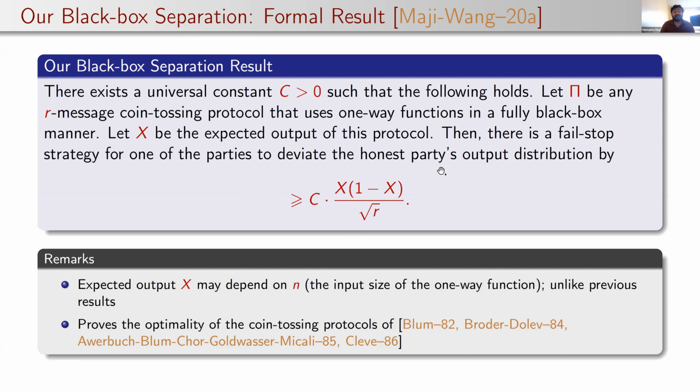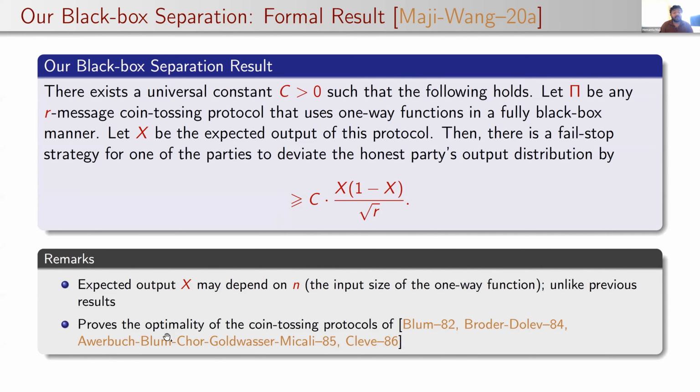And I want to emphasize that this is just a pure mathematical result. There is no asymptotics involved. So let me elaborate on that point further. X and R can depend on N, the input size of the one-way function. X could be 1 by polynomial in N. All these are dealt with by this theorem. This is a general theorem that holds for whatever value of X you wish to plug in.